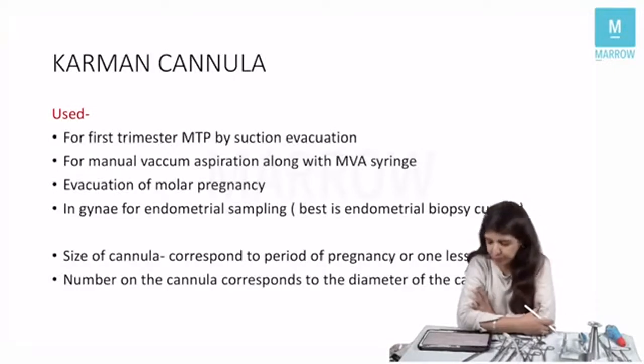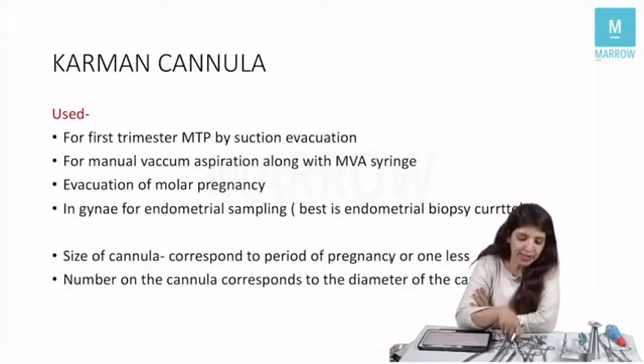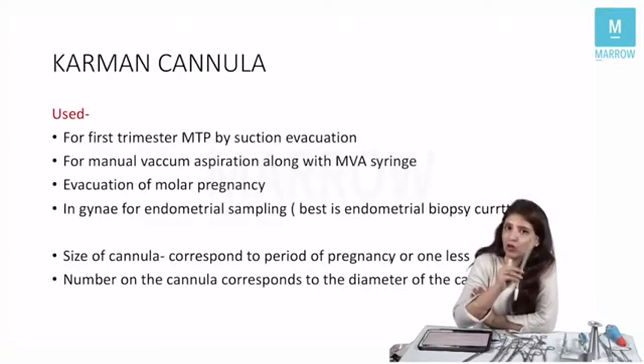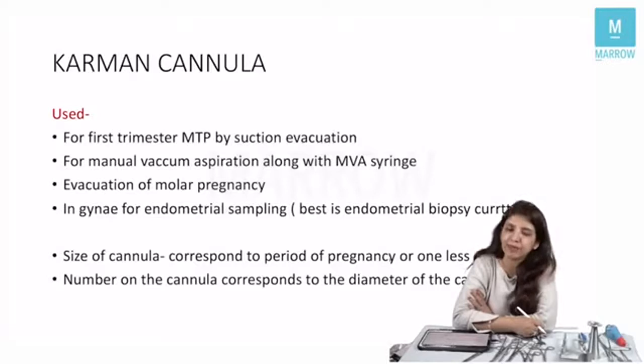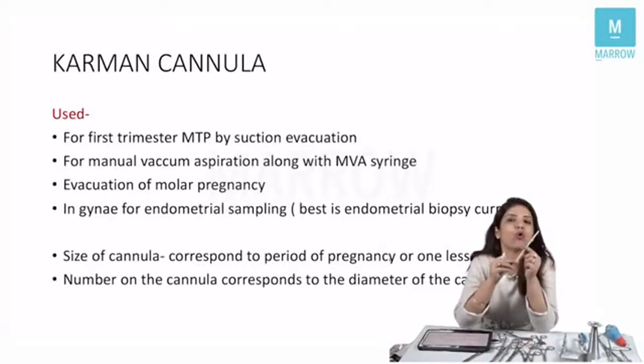Although this is not the best instrument to do endometrial sampling, the best instrument is an endometrial biopsy curette, right? The next thing, the viva question, is what should be the size of the cannula? Remember, the size of the cannula should be equal to the period of pregnancy, or it should be one less. And a very important viva question is that the size of the cannula corresponds to what?